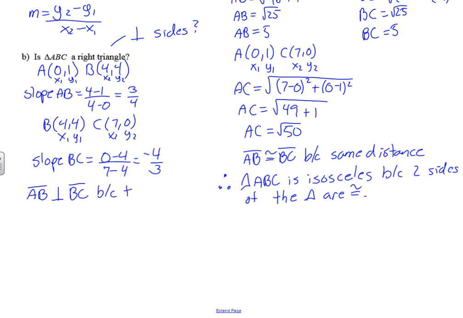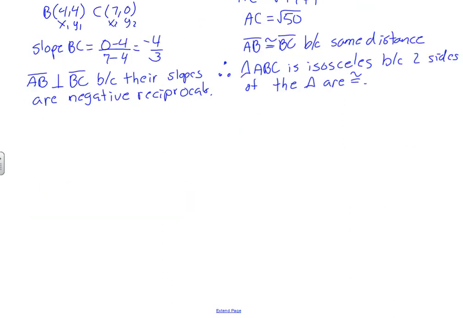And so we can make a statement that AB is perpendicular to BC because their slopes are negative reciprocals. So, a couple different ways you can go about this of saying it's a right triangle. So then we could say, therefore, triangle ABC is a right triangle because two sides are perpendicular. Okay, and that would be a sufficient reason there.